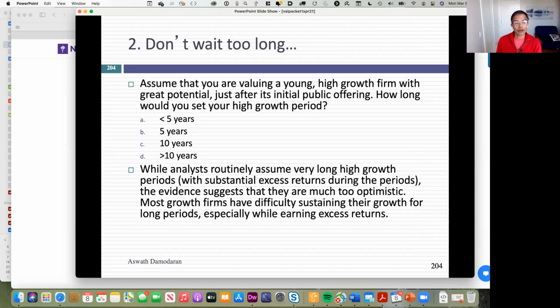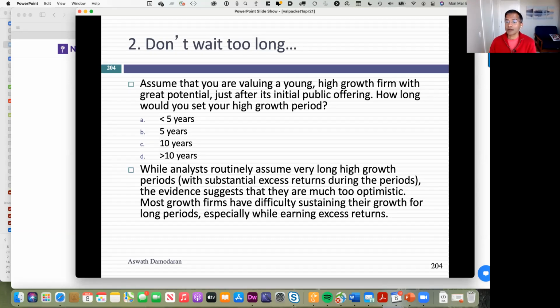Second rule, don't wait too long to put your company into stable growth. Often when you sit down to value a company, you hear all these great stories about the company. It's an amazing company, it's grown 50% a year for the last 5 years. And I've seen people listen to these stories and say, let me give the company 25 years of high growth. I have never, in valuing a company, ever used, let me take that back, maybe a couple of exceptions, I'll talk about those exceptions, a growth period longer than 10 years.